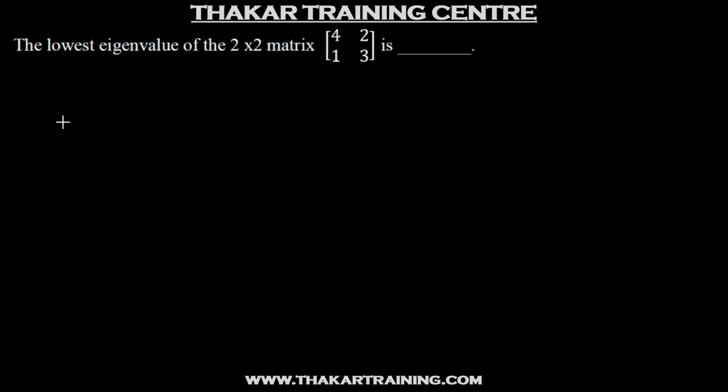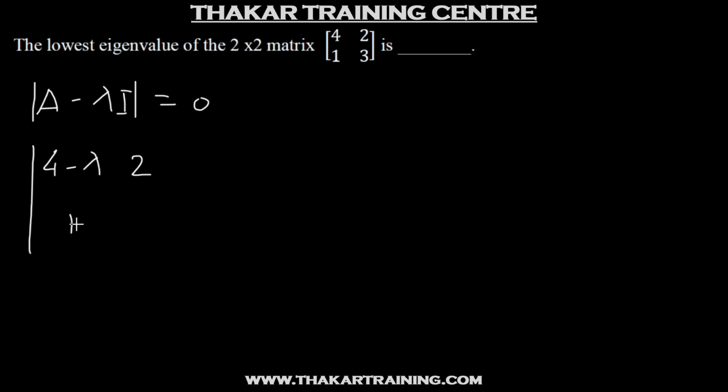Now traditionally, how we go about finding eigenvalues is by doing determinant A minus lambda I equal to 0. This is the characteristic equation. For this matrix it would be 4 minus lambda, 2, 1 and 3 minus lambda, and this determinant equal to 0. We will just expand it, get a quadratic, solve it, and those will be the eigenvalues.